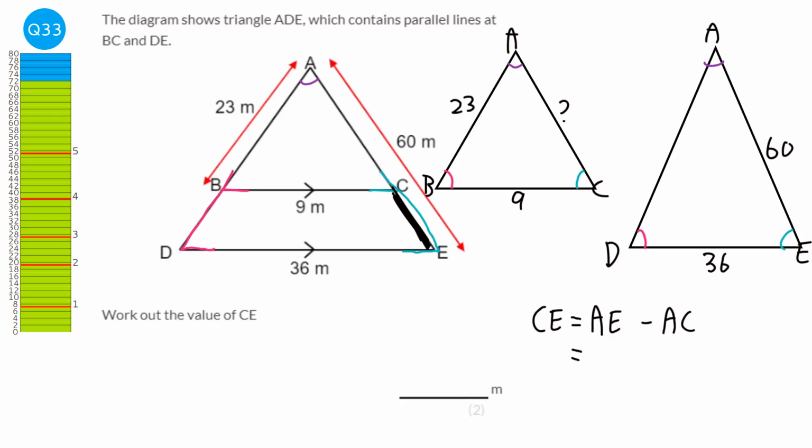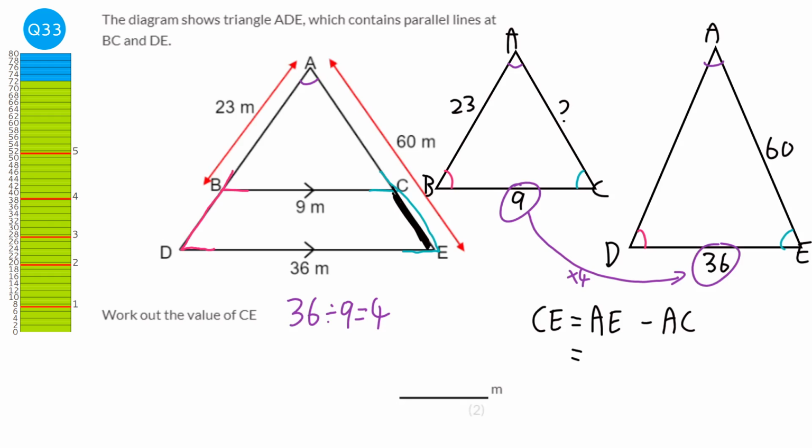So we need two corresponding lengths that we know both of them. So we've got the 9 and 36 here. Because these two triangles are similar, we know that we can work out what the scale factor is. And to work out the scale factor, you do big divided by small. So 36 divided by 9, and we work out that that is going to be 4. So we know we're going to have a scale factor of 4. So to get from the smaller triangle to the big one, we times it by 4.